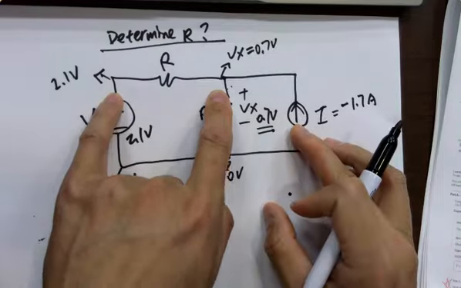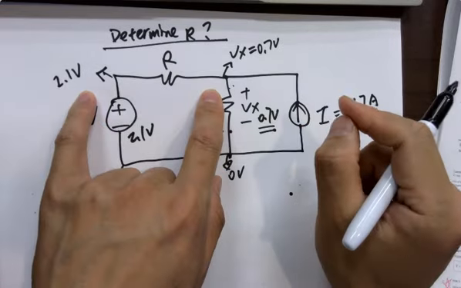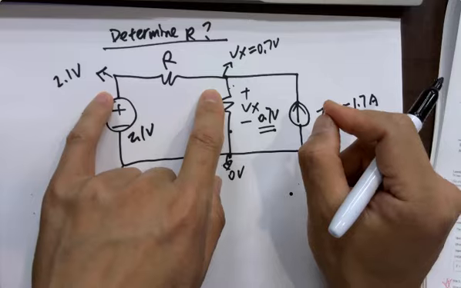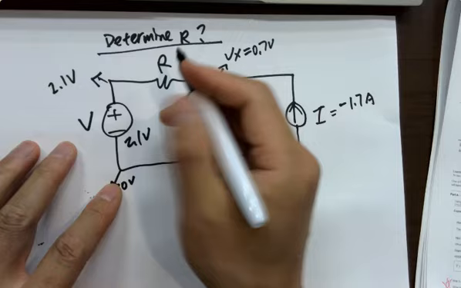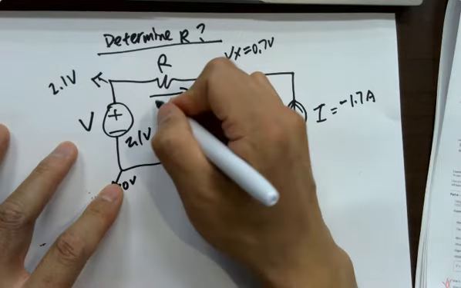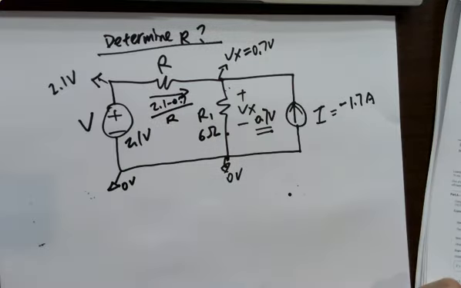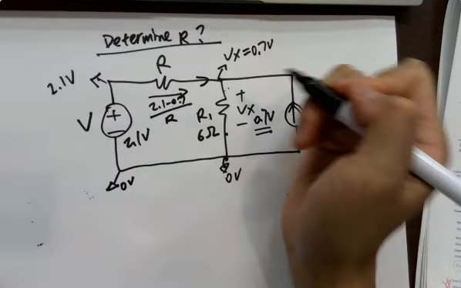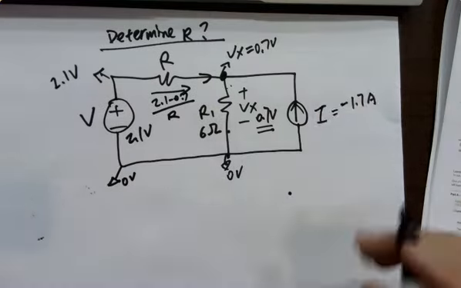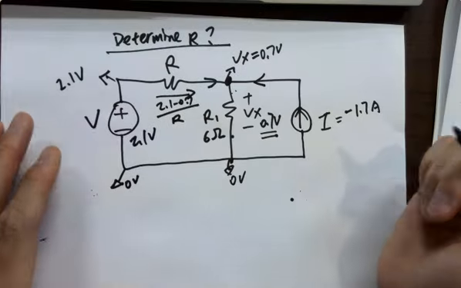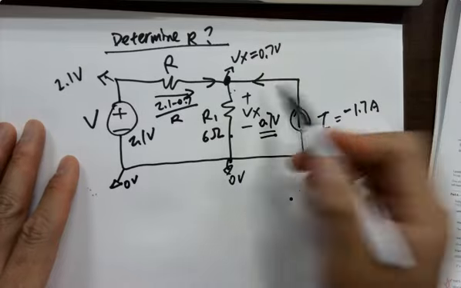Is there a drop? Yes. 2.1 to 0.7, there's a drop. So is there a current flowing through it? Yes. Where to where? Left to right. It's dropping from left to right. And what's the current? 2.1 minus 0.7 over R, right? Flowing that way. If there's a little node here, it's flowing into the node. What's the current flowing out from the right? Same branch, same current. What's the current?